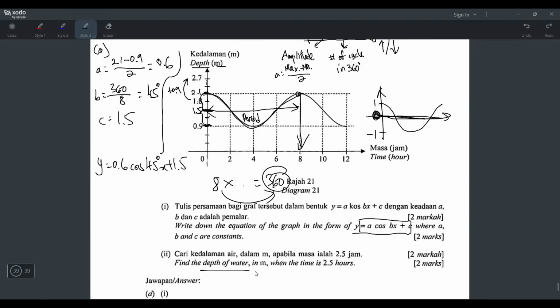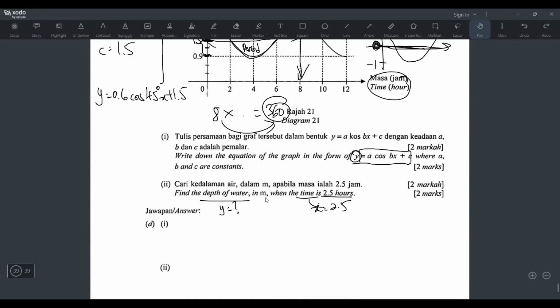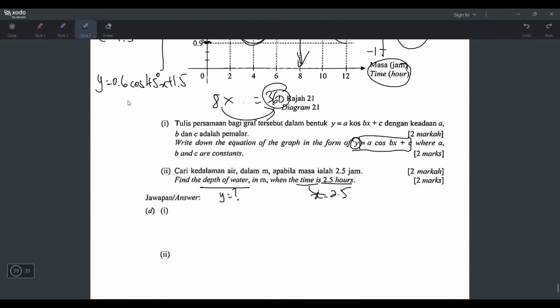Second question, find the depth of water. Means find Y. Because the Y-axis, this Y represents the depth, right? When the time is 2.5, means the X is 2.5. Because the X-axis is time, right? They told you up here already, Y represents depth, X represents hours. So Y is the depth in meter, X is the time in hours. So I think it's very easy. You just sub inside this equation.